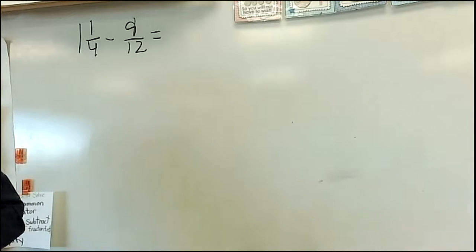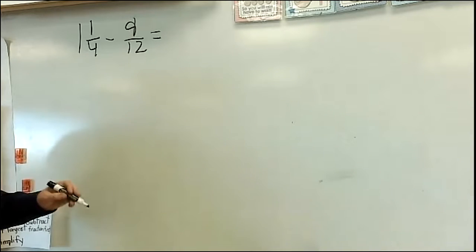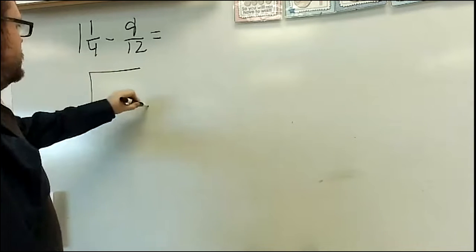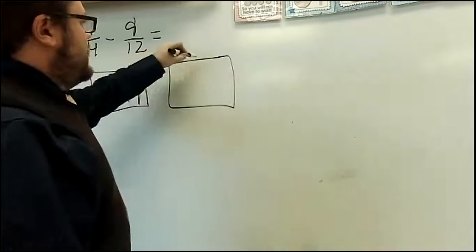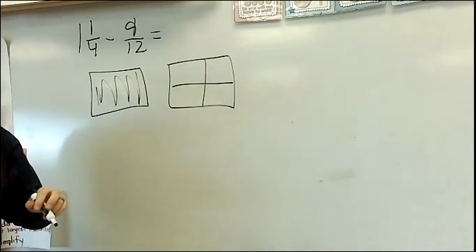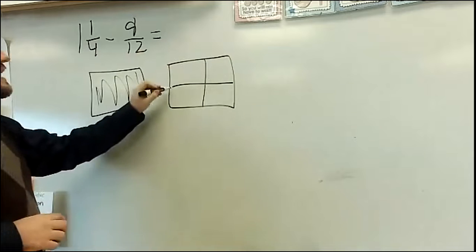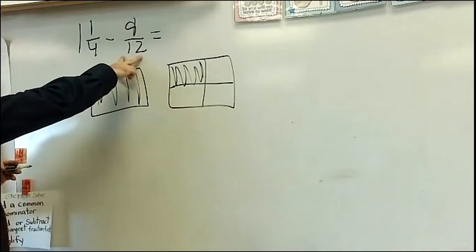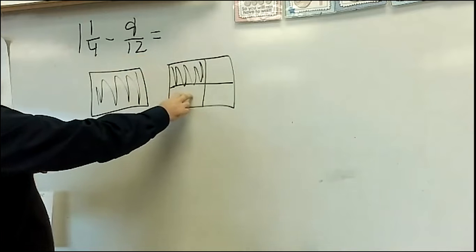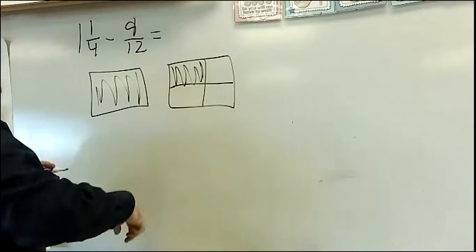Okay, so the first thing that you clearly draw first is 1 1/4. So I draw my 1 whole, shade it in, and then I also go ahead and draw my 1/4. Okay, so I got my 1/4. Now, I got to take away 9/12, but this isn't in 12ths, is it? 1/4 is not in 12ths.